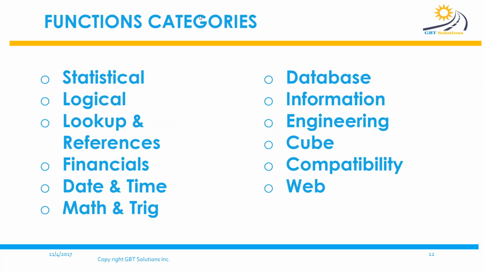If we come to the functions, there are many categories of functions. Those are the categories. The first category is the statistical functions, like COUNT, AVERAGE, RANK. And we have the logical functions, like the IF statement. Lookup and reference, like VLOOKUP and INDEX. Those are the types of lookup functions.